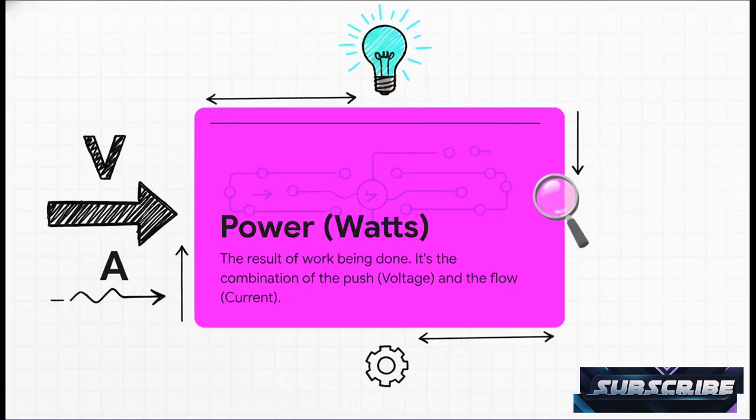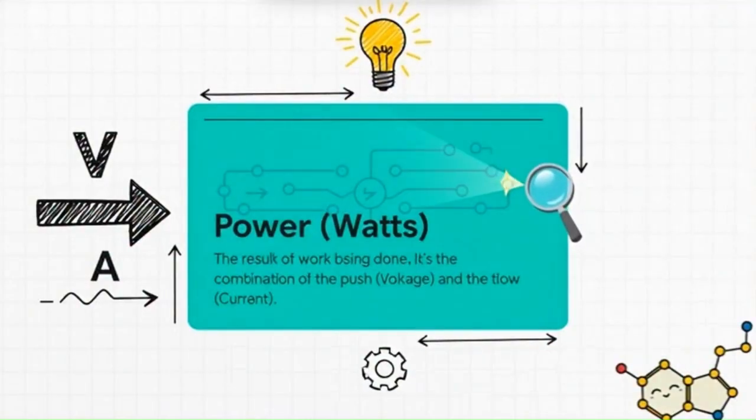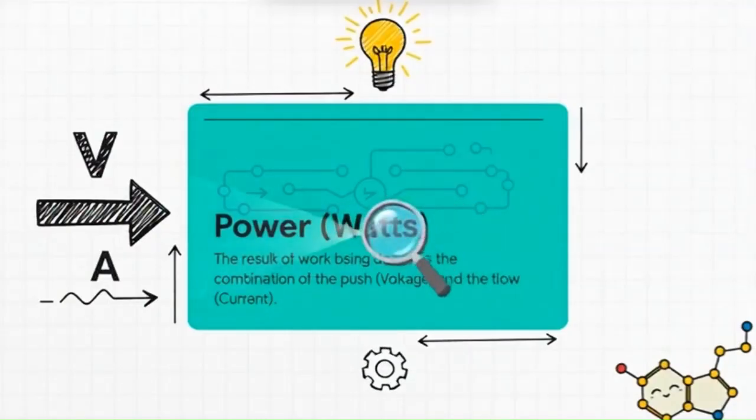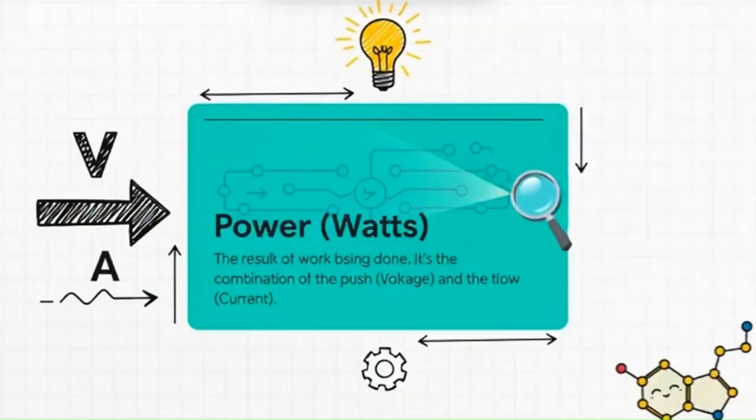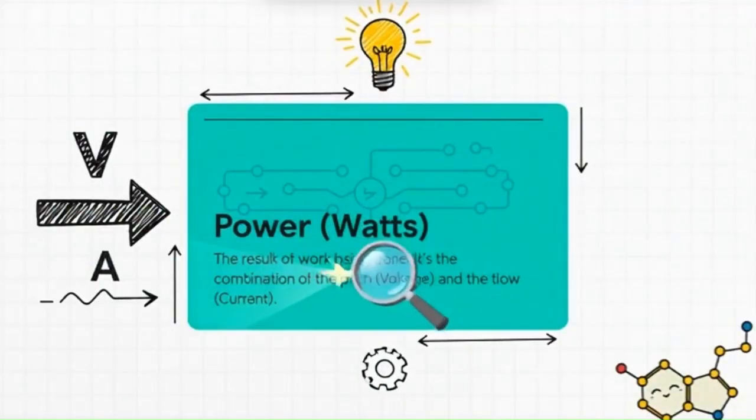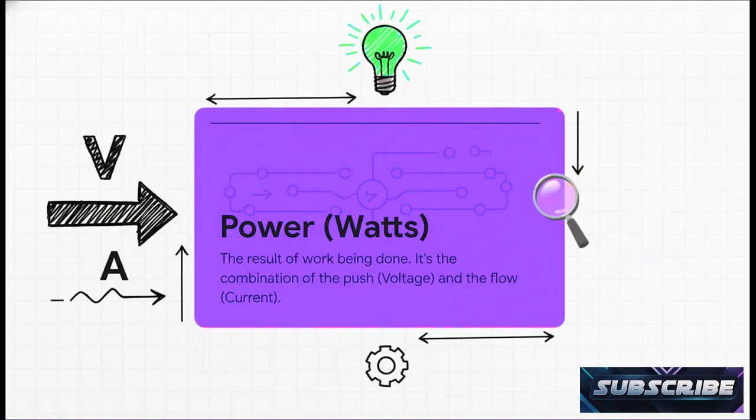So when you hear about a device being a certain number of watts, what does that really mean? Well, power, which we measure in watts, is simply the combination of the push, the voltage, and the flow, the current. The more watts a device has, the more electrical work it's doing every single second.